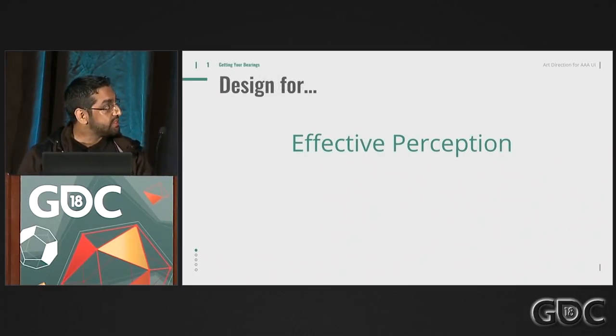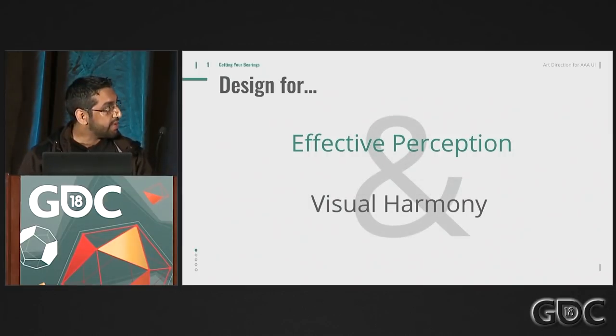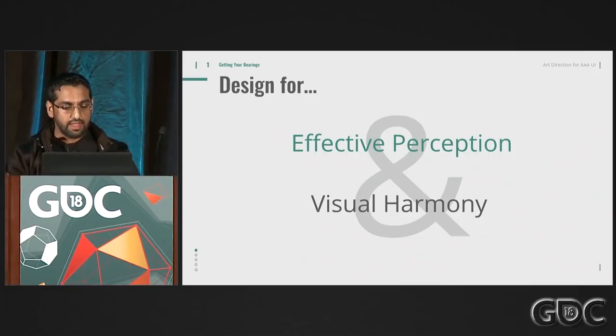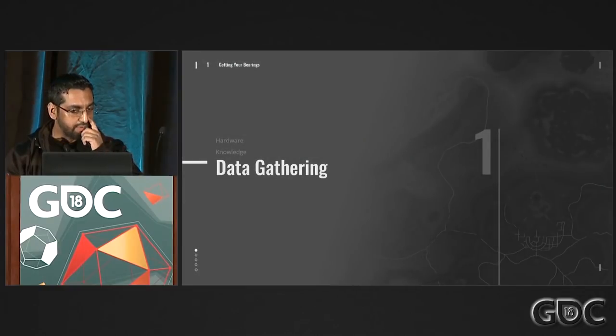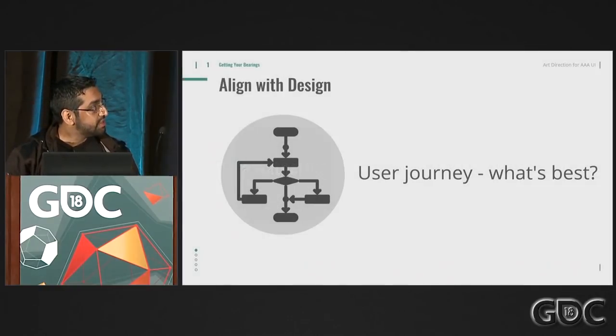So essentially, we want to design for effective perception. But we also want to look at visual harmony and make sure that elements work together. We don't want things fighting for attention, because that's where it gets confusing. It's like, am I supposed to click this, or am I supposed to look here? So let's go into data gathering and research.